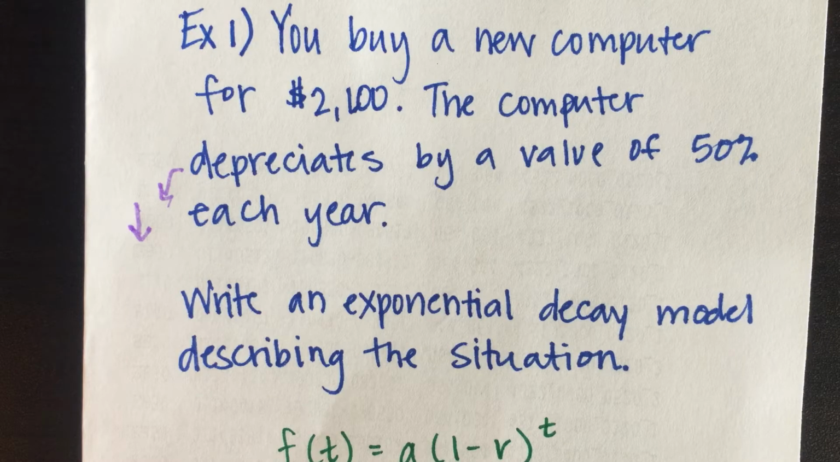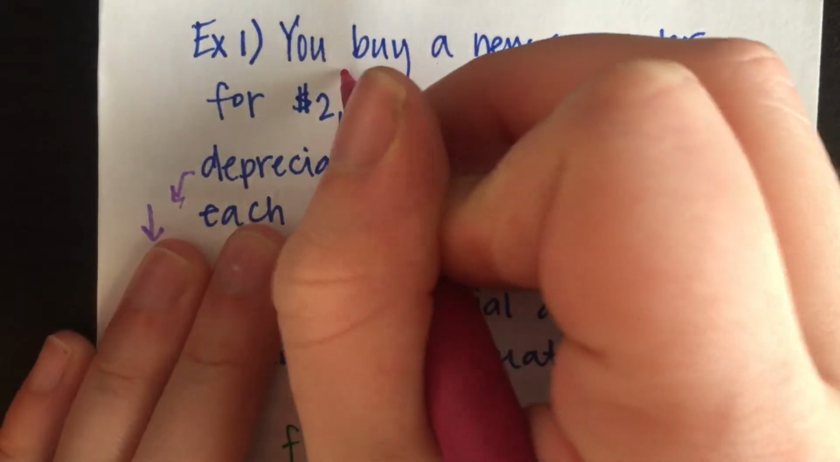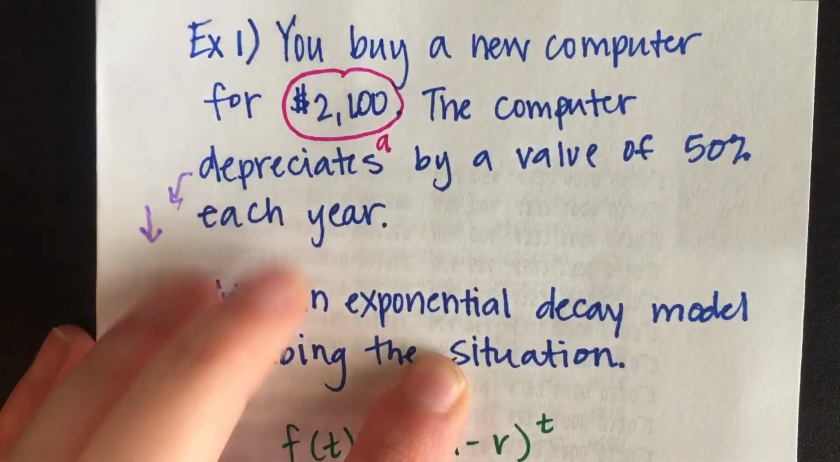So we need to know some key pieces of information. Firstly, we need to know our initial value. So our computer originally cost $2,100. This piece of information, super important. It represents our A value.